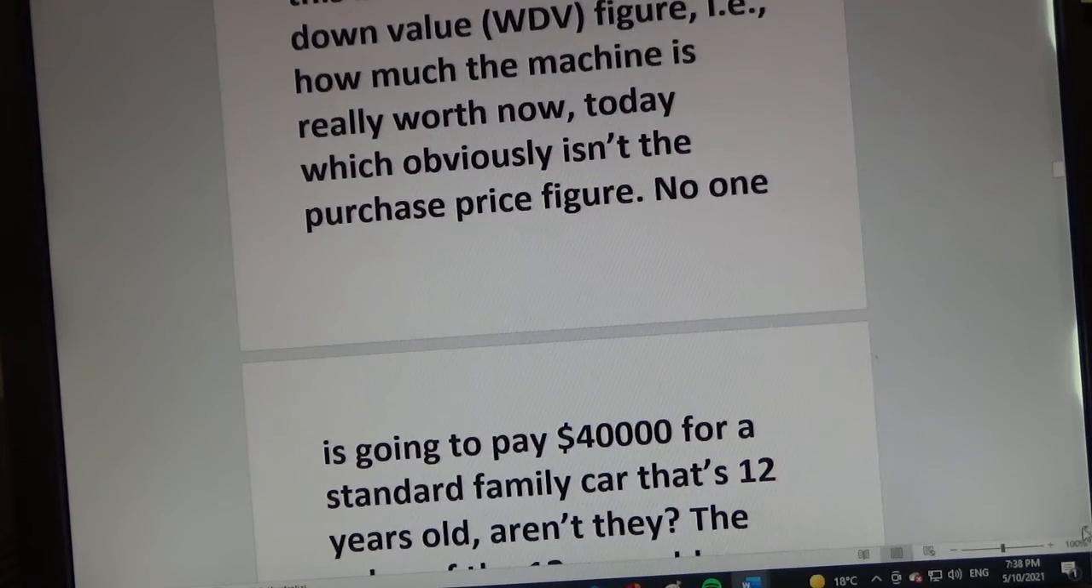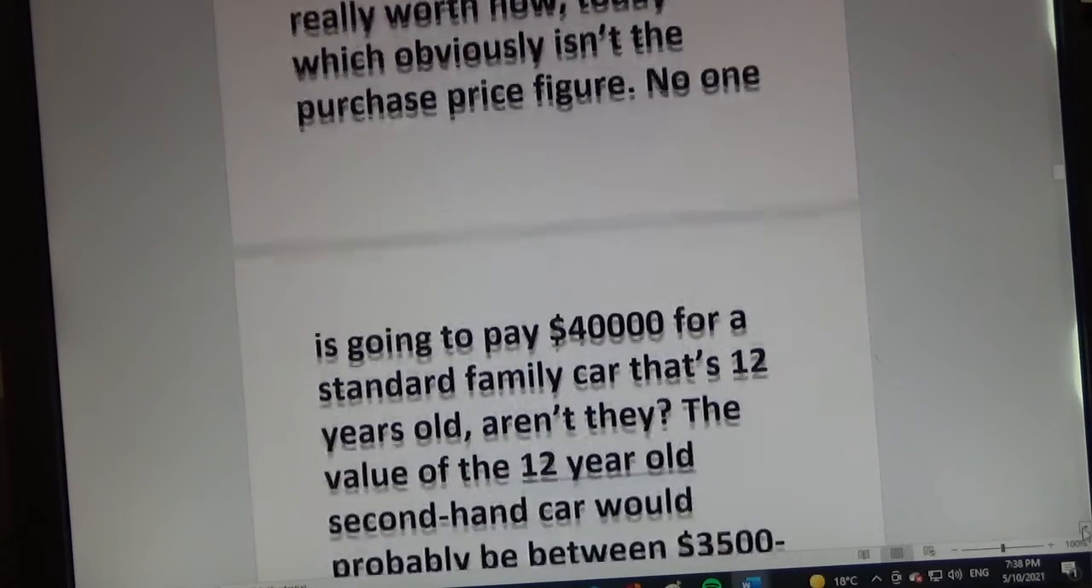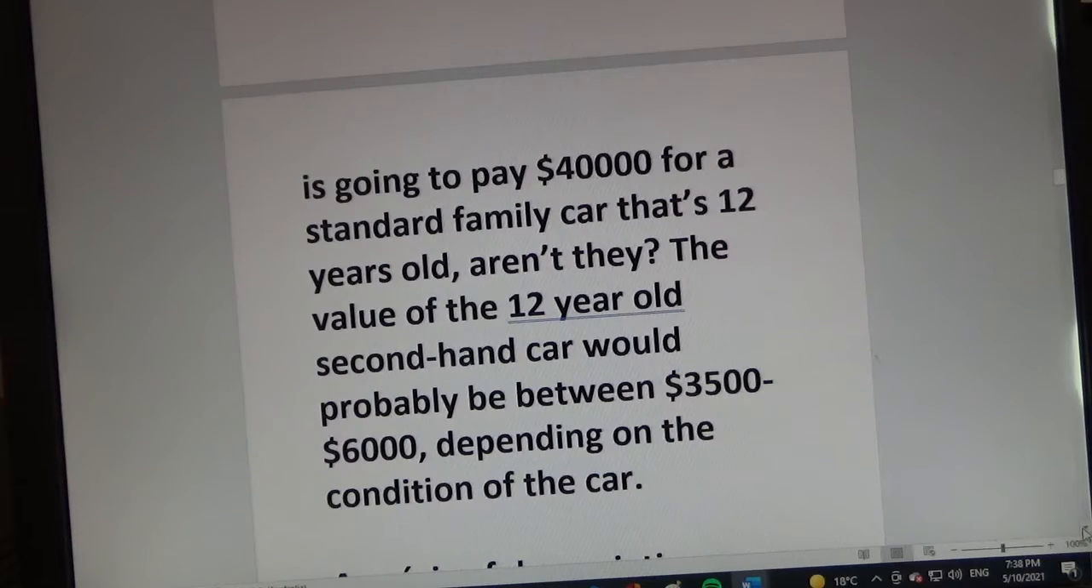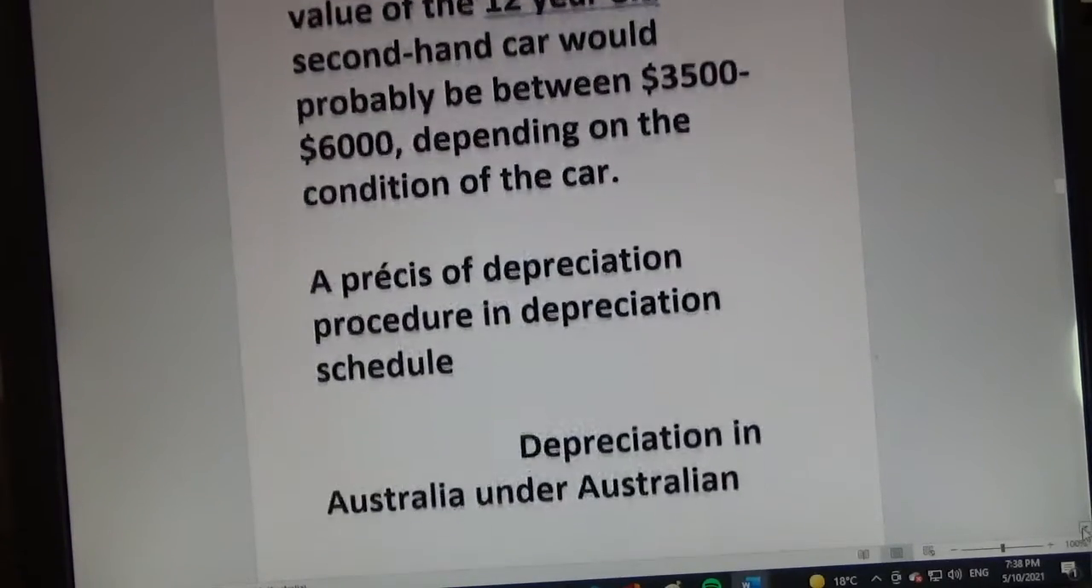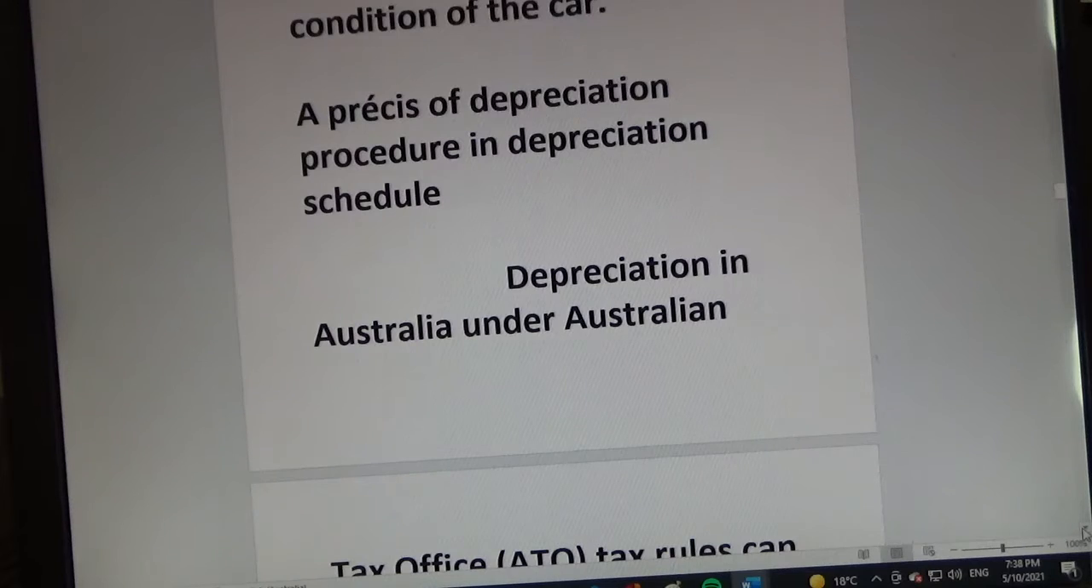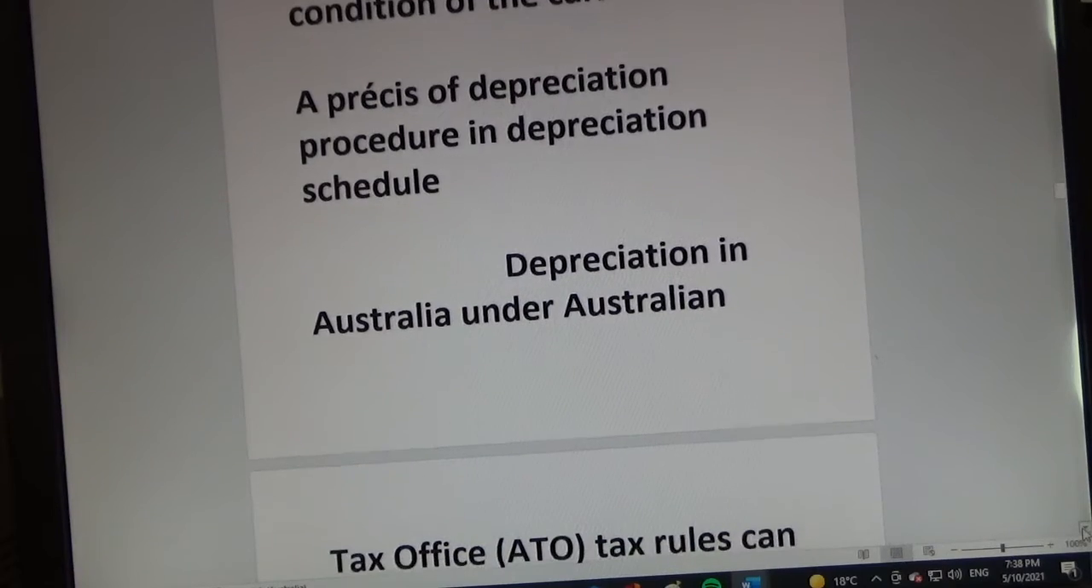So no one is going to pay $40,000 for a standard family car that's 12 years old, are they? The value of a 12-year-old car has been reduced. You'd probably buy that sort of car for between about $3,500 and $6,000, depending on the condition of the car. I'm only going to touch on depreciation procedures in the depreciation schedule. I intend to do another presentation on that.